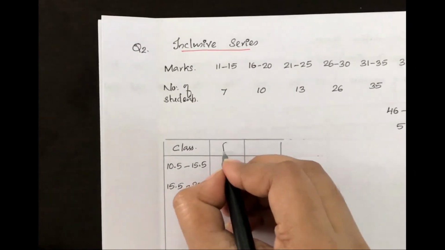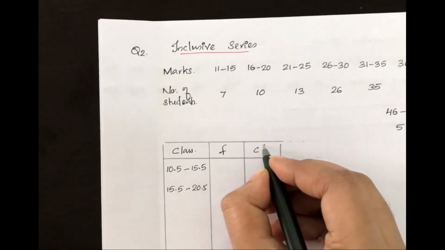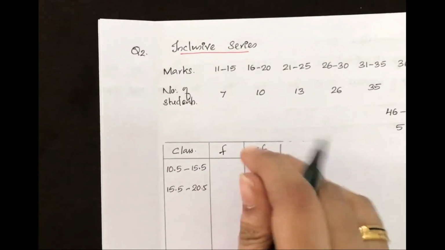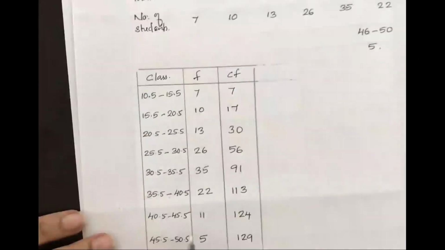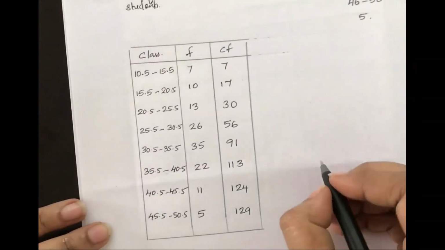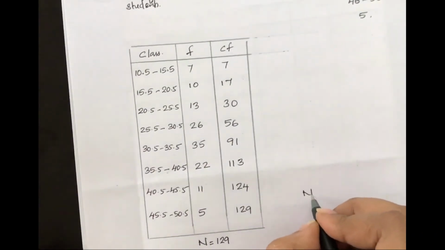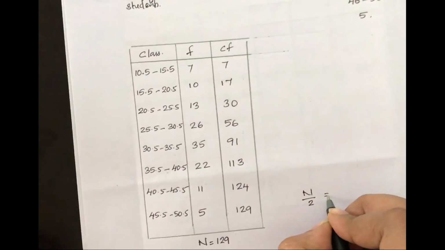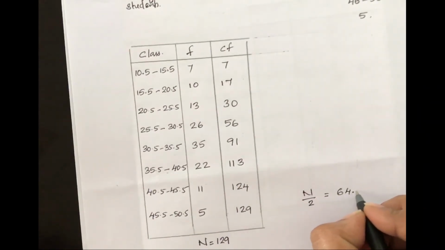And the frequency column, the frequency is given in the question itself, and then find out the CF value. When completing, the table will look like this. Now what's the value of n here? n is equal to 129. Then n by 2 is equal to 129 divided by 2, that is 64.5.